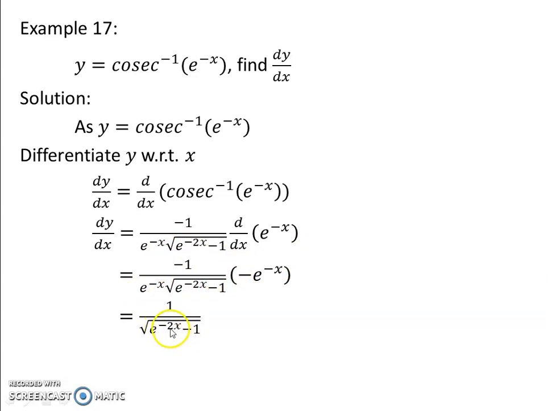But e raised to minus 2x is 1 upon e raised to 2x. So cross multiplying, you will get inside the square root 1 minus e raised to 2x divided by e raised to 2x. So the denominator e raised to 2x, its square root e raised to x, will go to the numerator. So we get e raised to x upon square root of 1 minus e raised to 2x. So here we have used cosec inverse something with the x case.